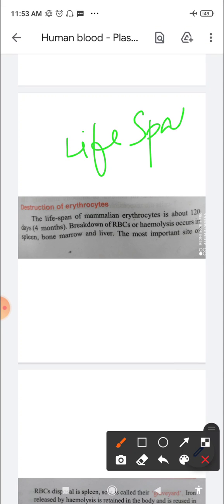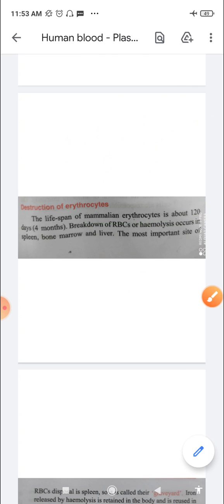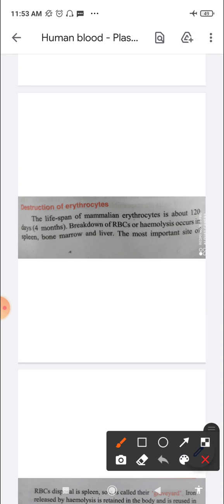Then every cell has a definite lifespan, so also the red blood cells. The lifespan of mammalian erythrocyte is around 120 days, or we can say 4 months. Then what happens after that? After 120 days, what happens to the red blood cells? A breakdown of RBCs takes place, because they need to be destroyed, and this breakdown of RBC is known as hemolysis.